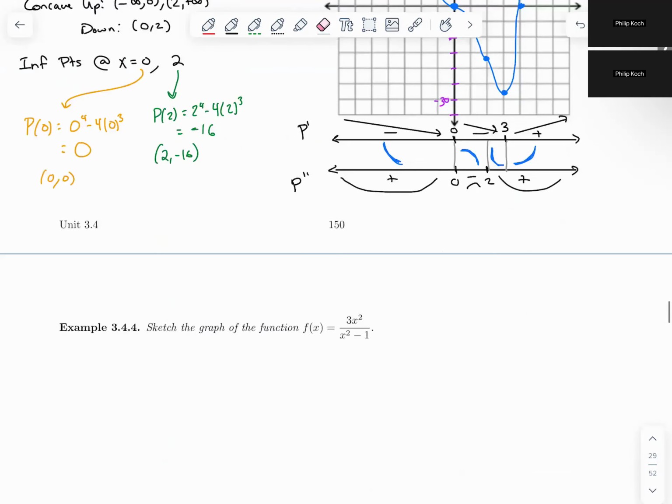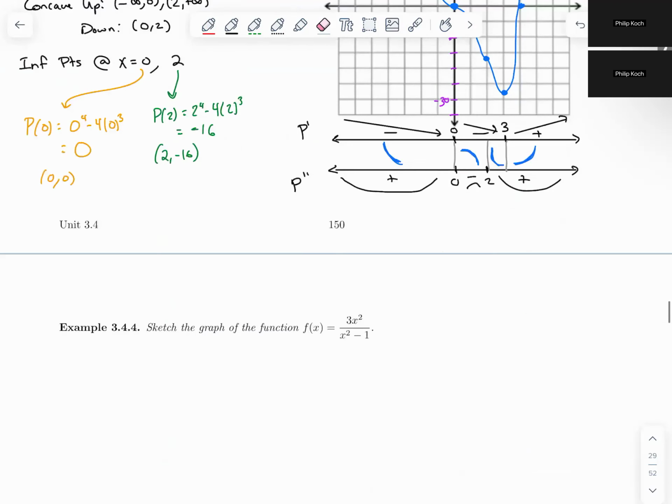So first and foremost, we're going to be finding the domain. This is 3x squared over x plus 1 times x minus 1. So the domain is going to be negative infinity to negative 1, union negative 1 to 1, union 1 to positive infinity, because the only places where this function doesn't exist is where its denominator equals 0, which would be at 1 and negative 1. So those are the only places that are problematic.